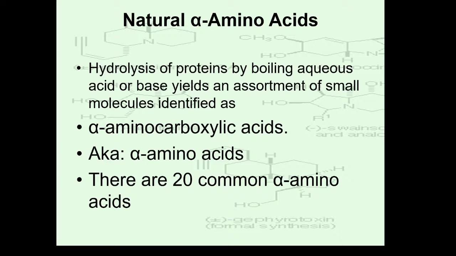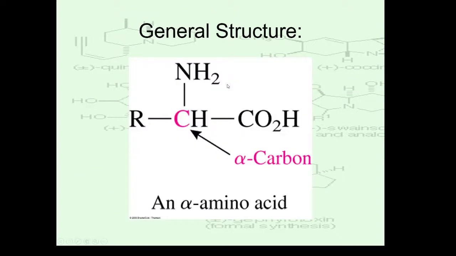If we take proteins and boil them in aqueous acid or base, it yields an assortment of small molecules. So it's a way of breaking down our proteins, and we end up with these amino acids. The general chain is as you see here. There's some side chain. This is what changes in your amino acid. But every amino acid has this same structure.